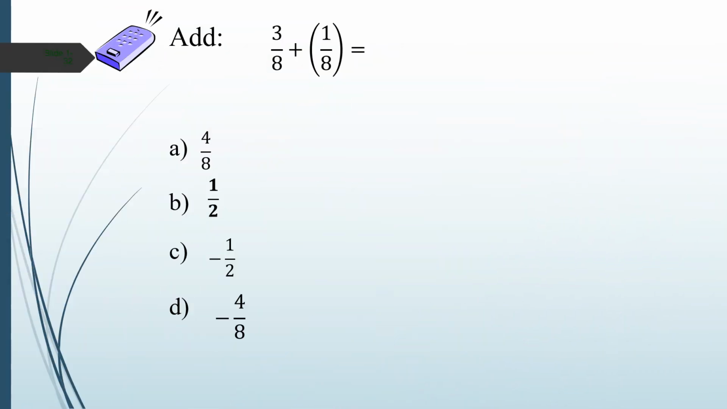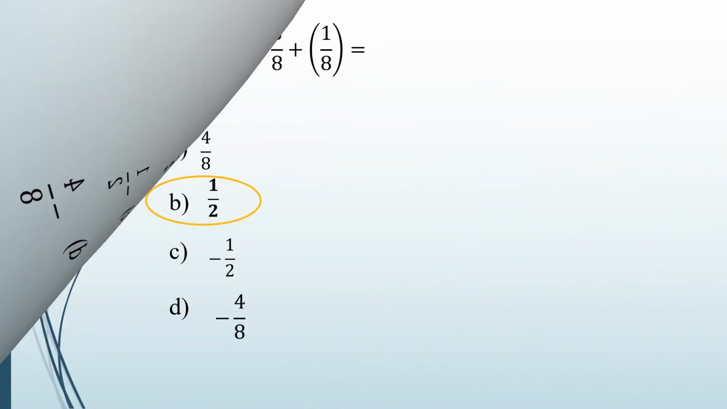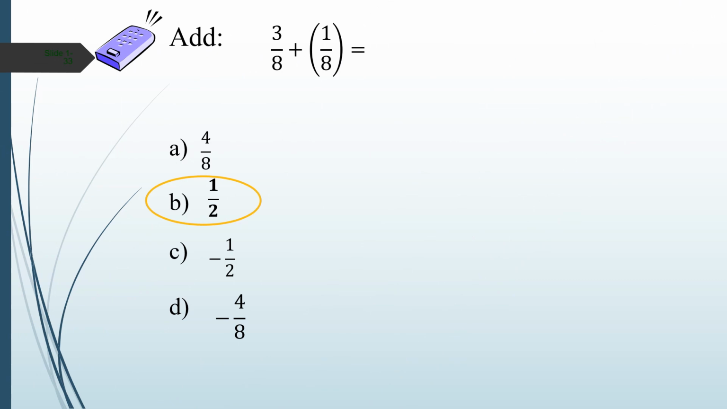How about 3 over 10 plus 1 over 8? What is the answer? Yes, we have B, 1 half. Okay, bakit naging 1 half? Kasi 3 plus 1 is 4, copy denominator, so 4 over 8. So lowest term, divided by 4, kaya naging 1 half. Okay?